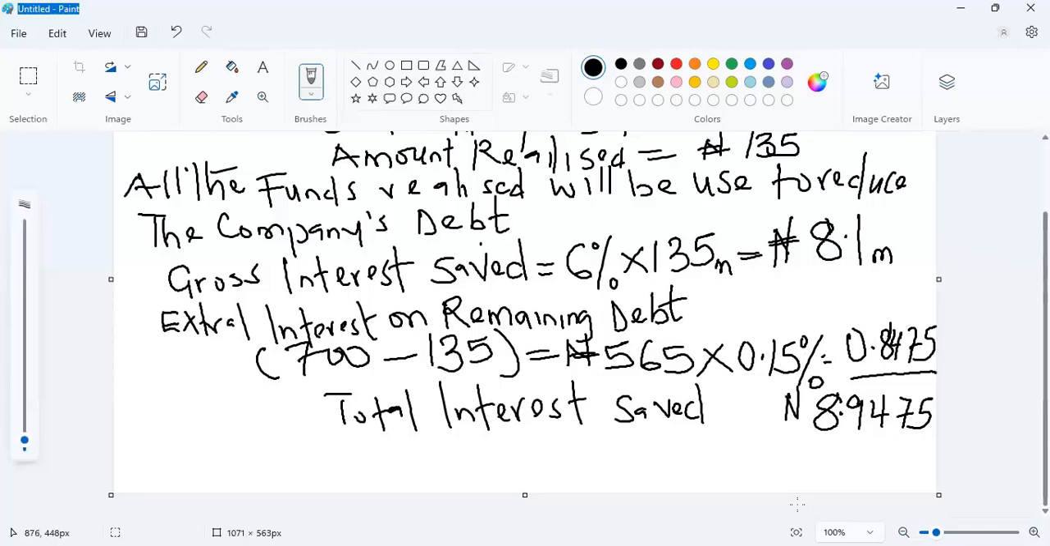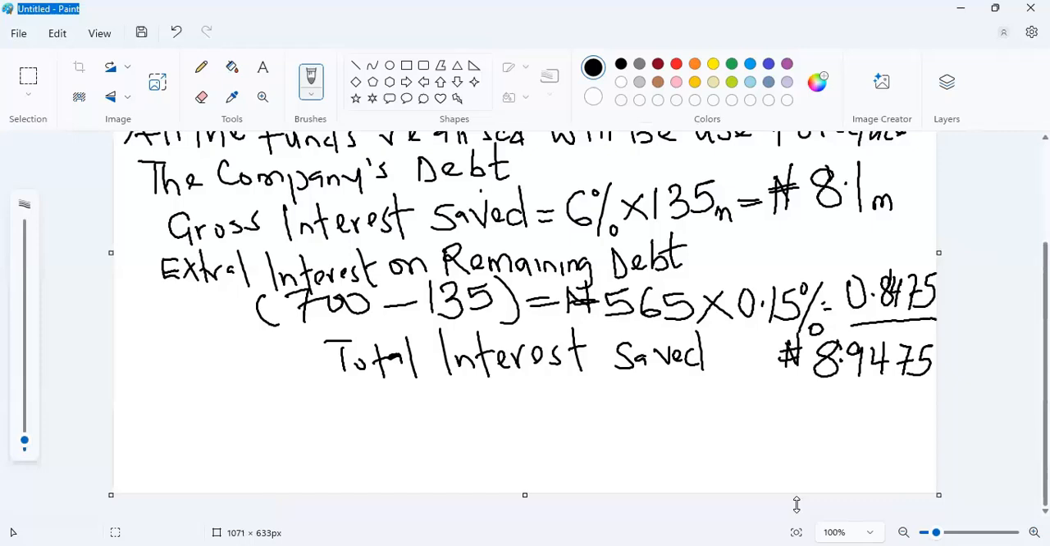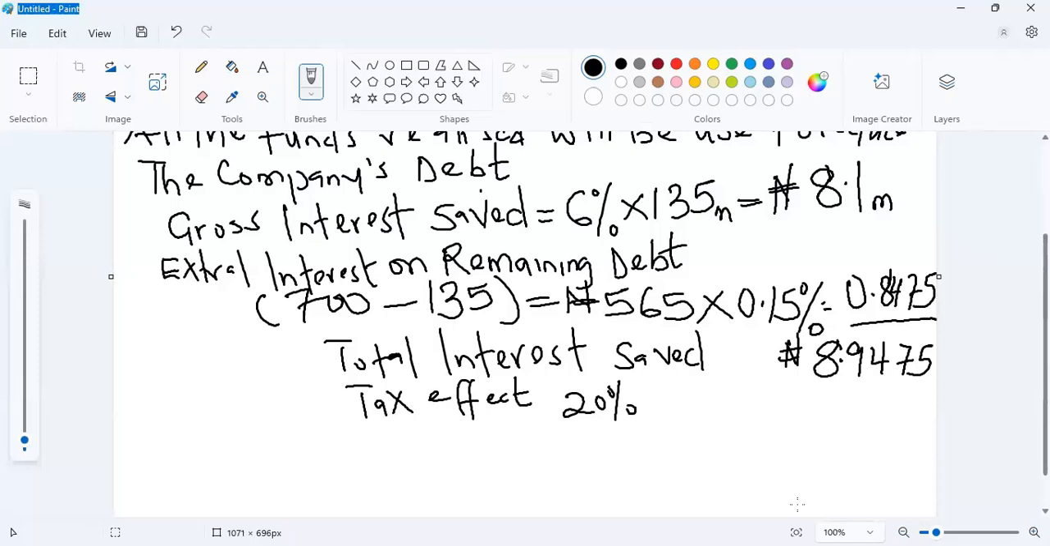That means your profit will increase by this amount. If your profit increases, what happens to your tax? It increases. Thank you. Now come here. Tax effects. Tax effect 20%. Please compute 20% of 8.9475.